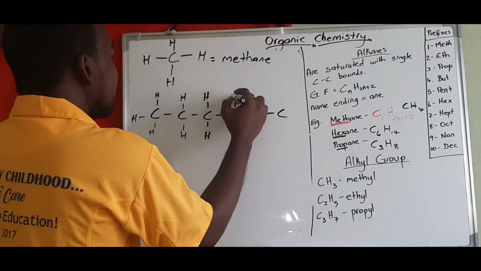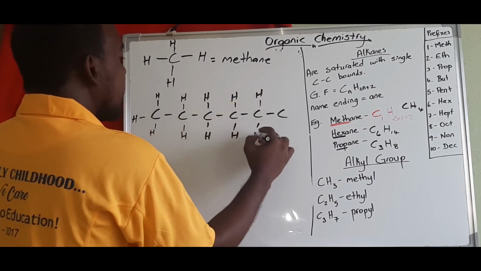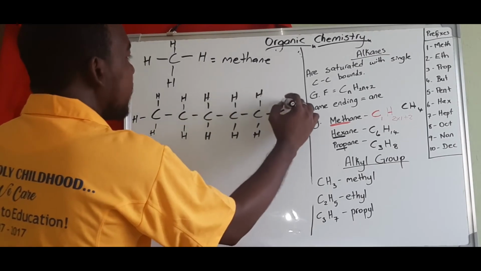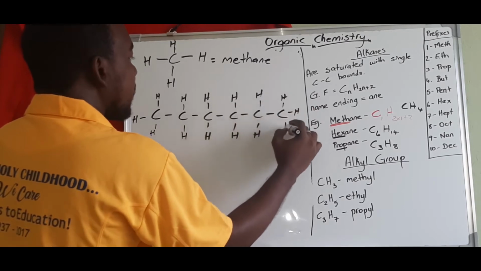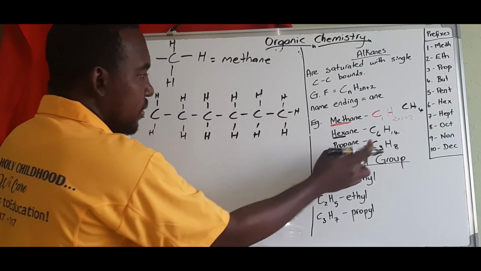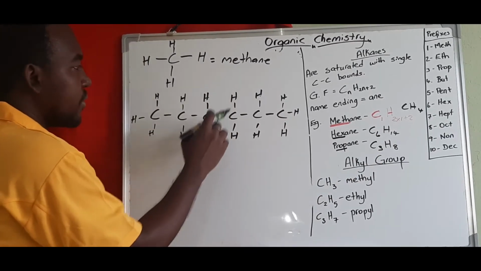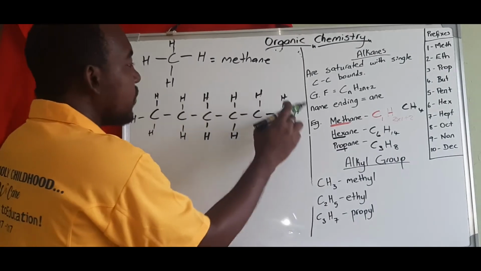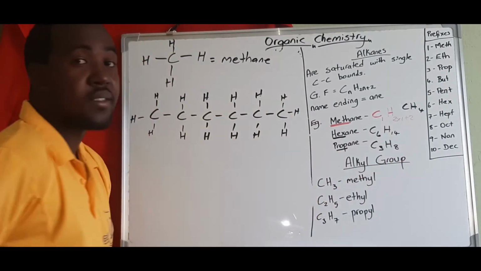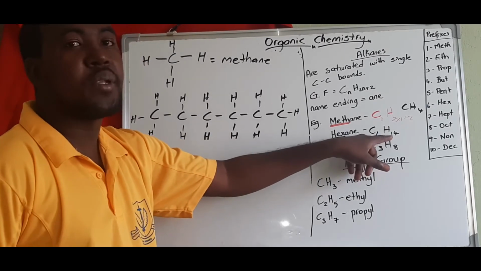That's 2, so we need 2 more. That's 2, so we need 2. And then that's 1, so we need 3. Right? So if we notice, we have 6 C's, and then 14 H's. All right? So this is our molecular formula.